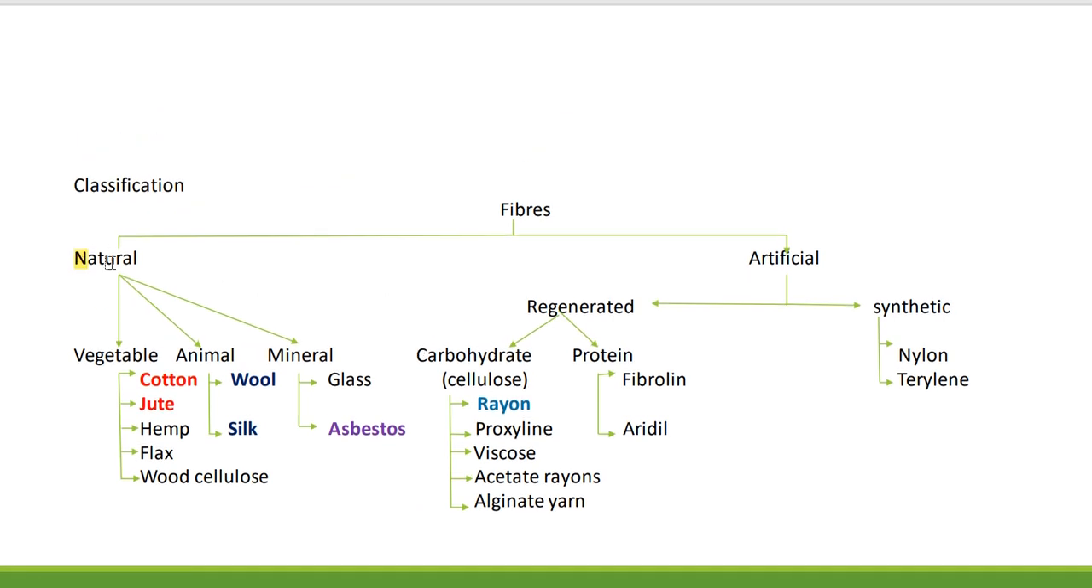Okay, let's study about the classification. Fibers can be classified as natural fibers and artificial fibers. Talking about natural fibers, they have three further classifications, that is vegetable fibers, animal fibers and mineral fibers.